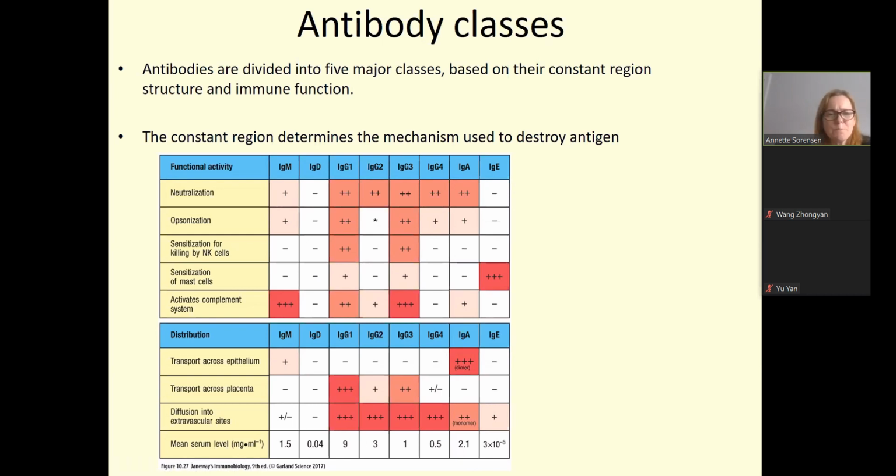you can see that these antibodies also have different abilities. You can see, first of all, that the most common one in serum is the IgG1, so it's in the highest concentration, as you can see here. Some of these antibodies can transport across the placenta, so many of the IgGs can be transported across the placenta. Some can be transported across epithelium, so IgA, as you can see here, etc.